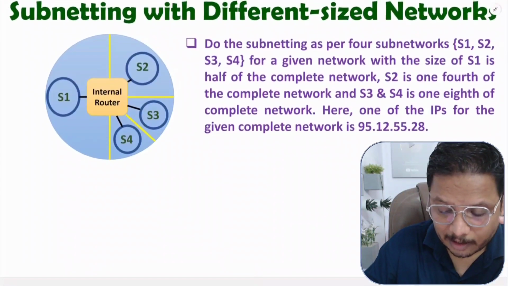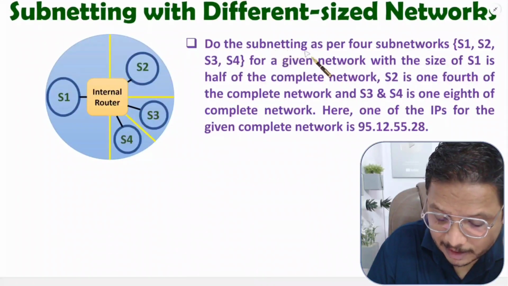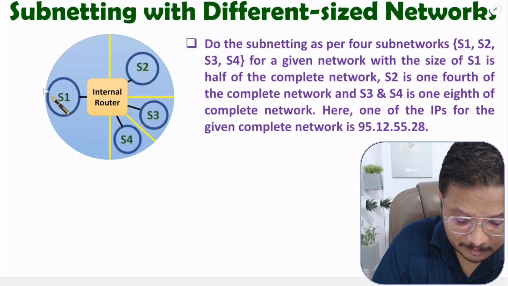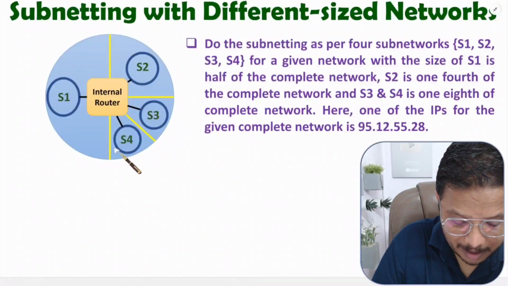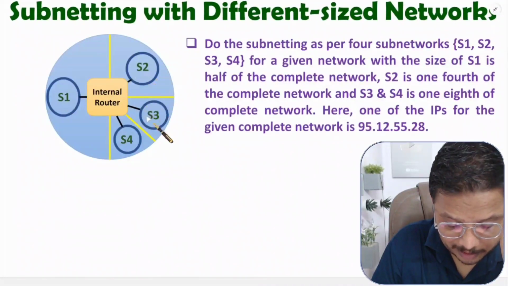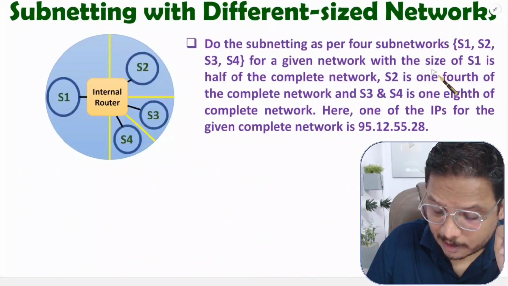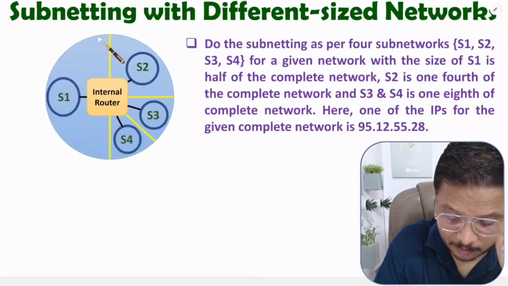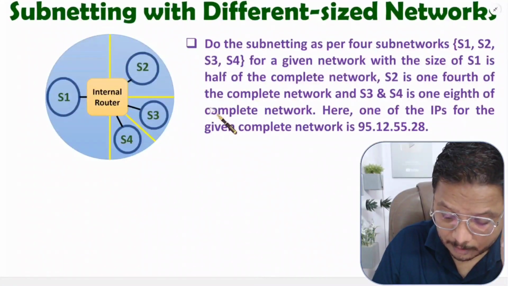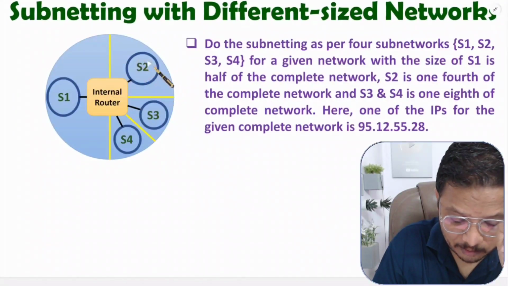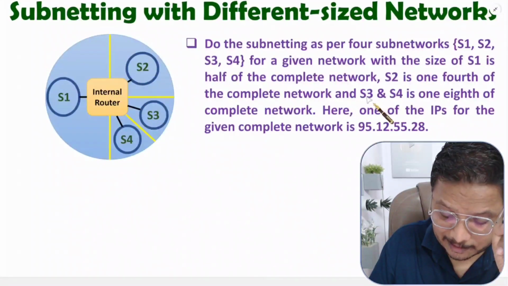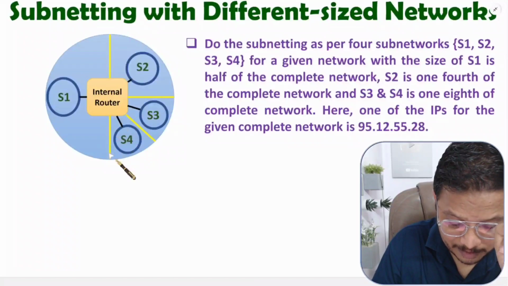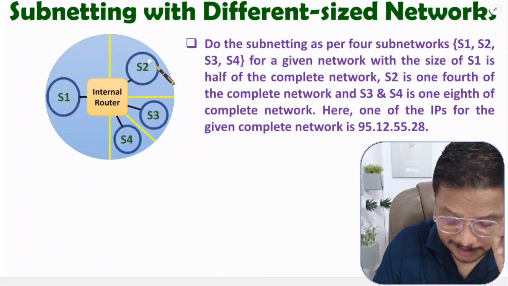Let me read the question first. Do the subnetting as per 4 subnetworks S1, S2, S3, S4 for the given network. This is my given network, which I'm going to bisect into 4 subnetworks. Here the size of S1 is half of the complete network. S2 is 1/4 of the complete network. And S3 and S4 are each 1/8 of the complete network.